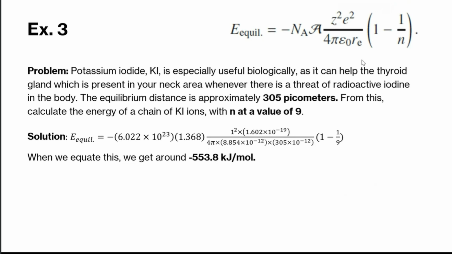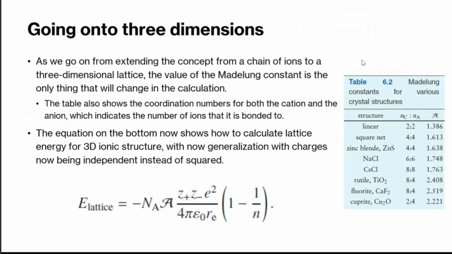Now, when we evaluate this, we get around negative 553.8 kilojoules per mole. Honestly, I evaluated this using Desmos. But yeah, now we're going to go over 3 dimensions. As we extend that concept from a chain of ions to a 3-dimensional lattice, the value of that Madelung constant is the only thing that will change in this calculation.